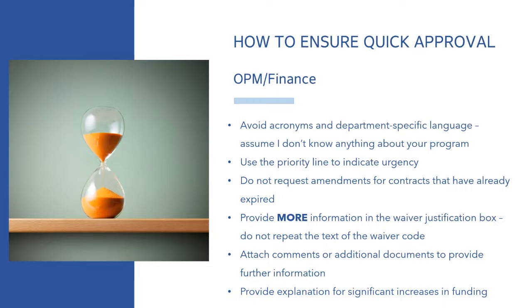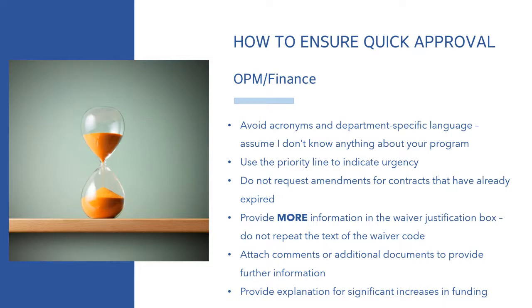It's really hard for me to give an approval if I don't understand what's going on, and it takes more of my time and causes delays if I have to Google acronyms, and trust me, I do. So a great tip from my perspective would be to spend a little time coming up with clear and concise language here so that I can really understand what's being asked. The second thing Kathleen mentioned, and I also mentioned, is to go ahead and use the priority line to indicate urgency.